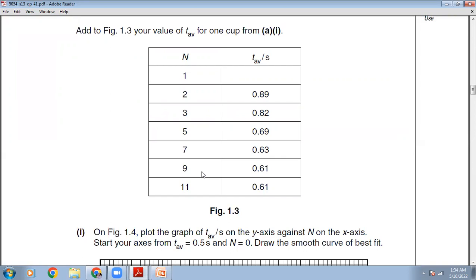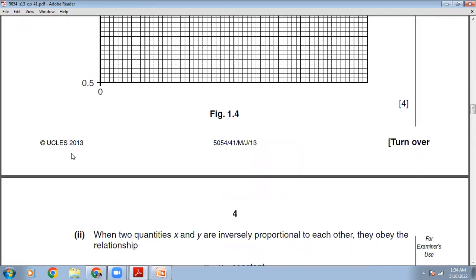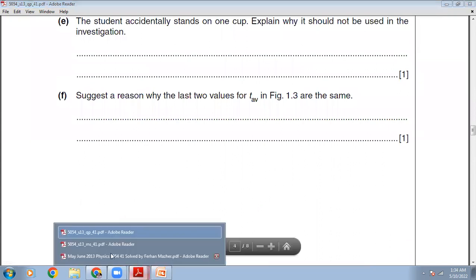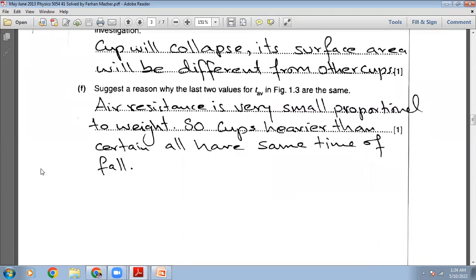the air resistance they are getting in that fall is not enough, and the air resistance value as compared to the weight is very small. So that's why both the weights have the same time of fall. If the air resistance is a very small proportion of the weight, then the cups heavier than a certain value all have the same time of fall.